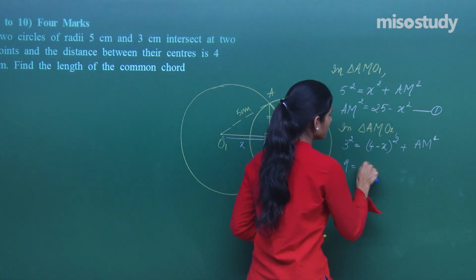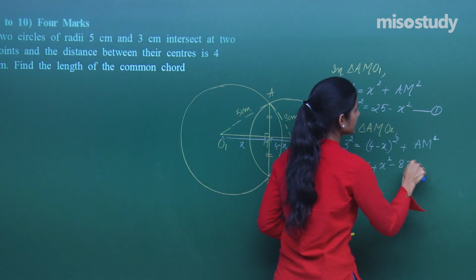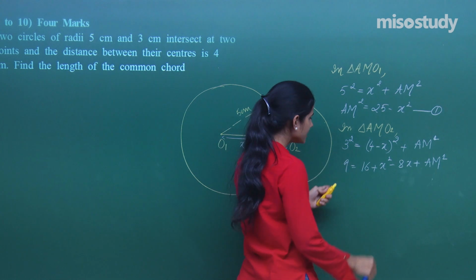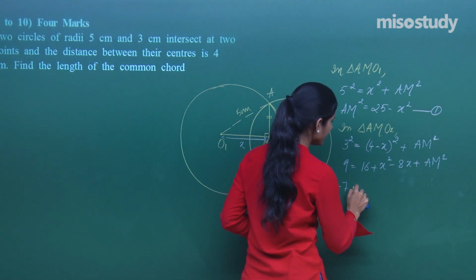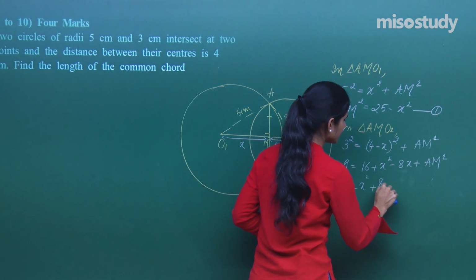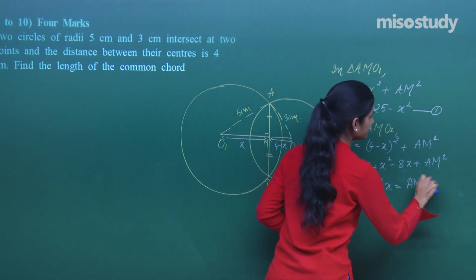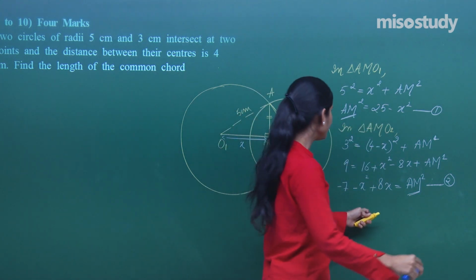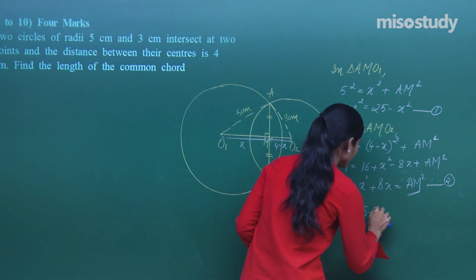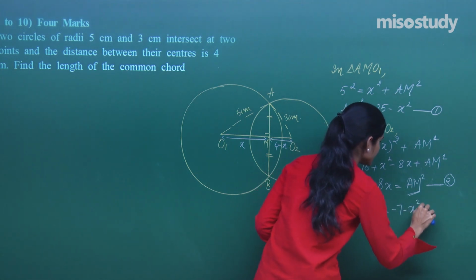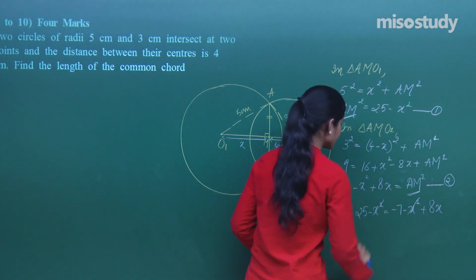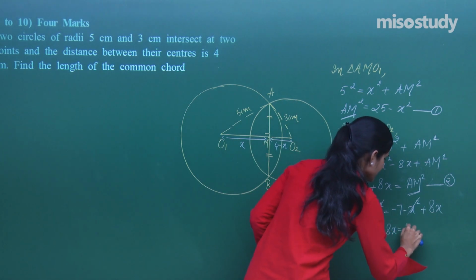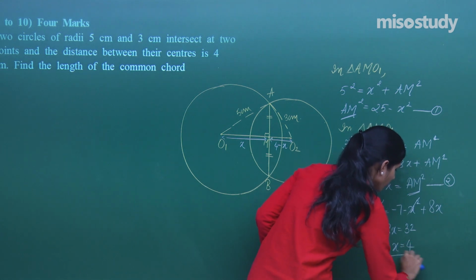So we will have 9 equals 16 plus x square minus 8x plus AM square. You will have 9 minus 16, that is minus 7, minus x square plus 8x equals AM square. This is also AM square, this is also AM square, both these will be equal. You will be getting 25 minus x square equals minus 7 minus x square plus 8x. This gets cancelled out. 25 plus 7 gives you 32. You have 8x is 32, so x is 4.